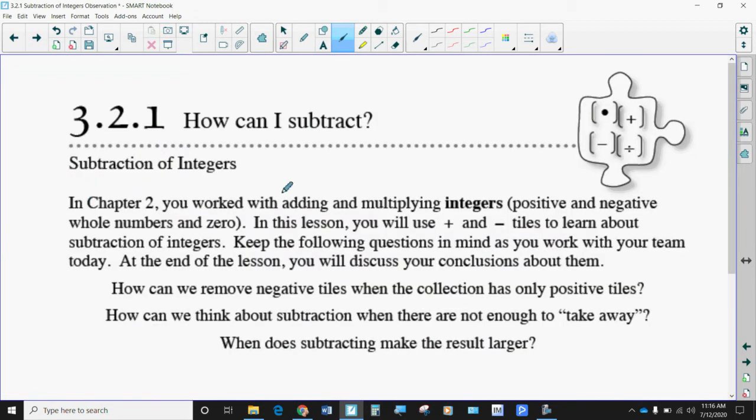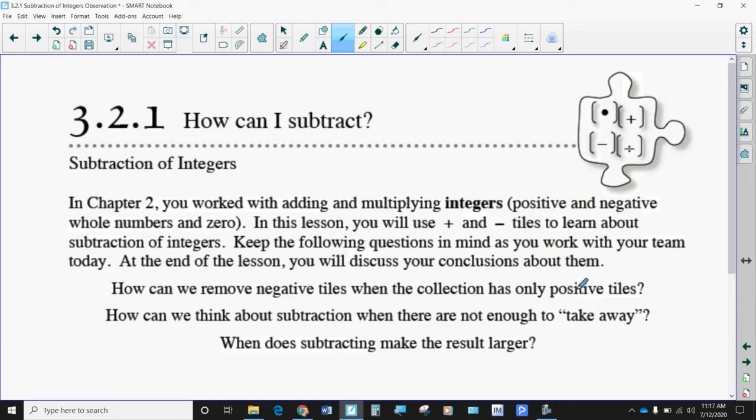In chapter 2, you worked with adding and multiplying integers, positive and negative, whole numbers, and 0. In this lesson, you will use the plus and the minus tiles to learn about subtraction of integers. Keep the following questions in mind as you work with your team or on your own today. At the end of the lesson, you will discuss your conclusions about them. Okay, so how can we remove negative tiles when the collection only has positive tiles?